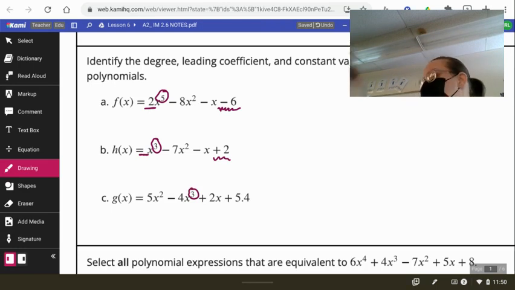What's our leading coefficient? Normally, a leading coefficient is in front, right? But what's wrong with this equation? Gracie, do you see what's wrong with this equation? Yeah, it's not in standard form, right? So either we can put it in standard form, or remember that the leading one is always with the biggest exponent. So here really is our leading coefficient. And our constant? 5.4.